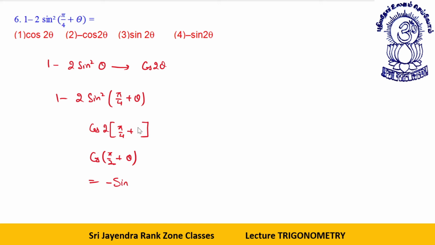Okay, here it will be 2 theta, here also it will be 2, minus sine 2 theta. That is option number 4 is the answer. Is it clear to all of you, dear students? Fine, let's take the next one.